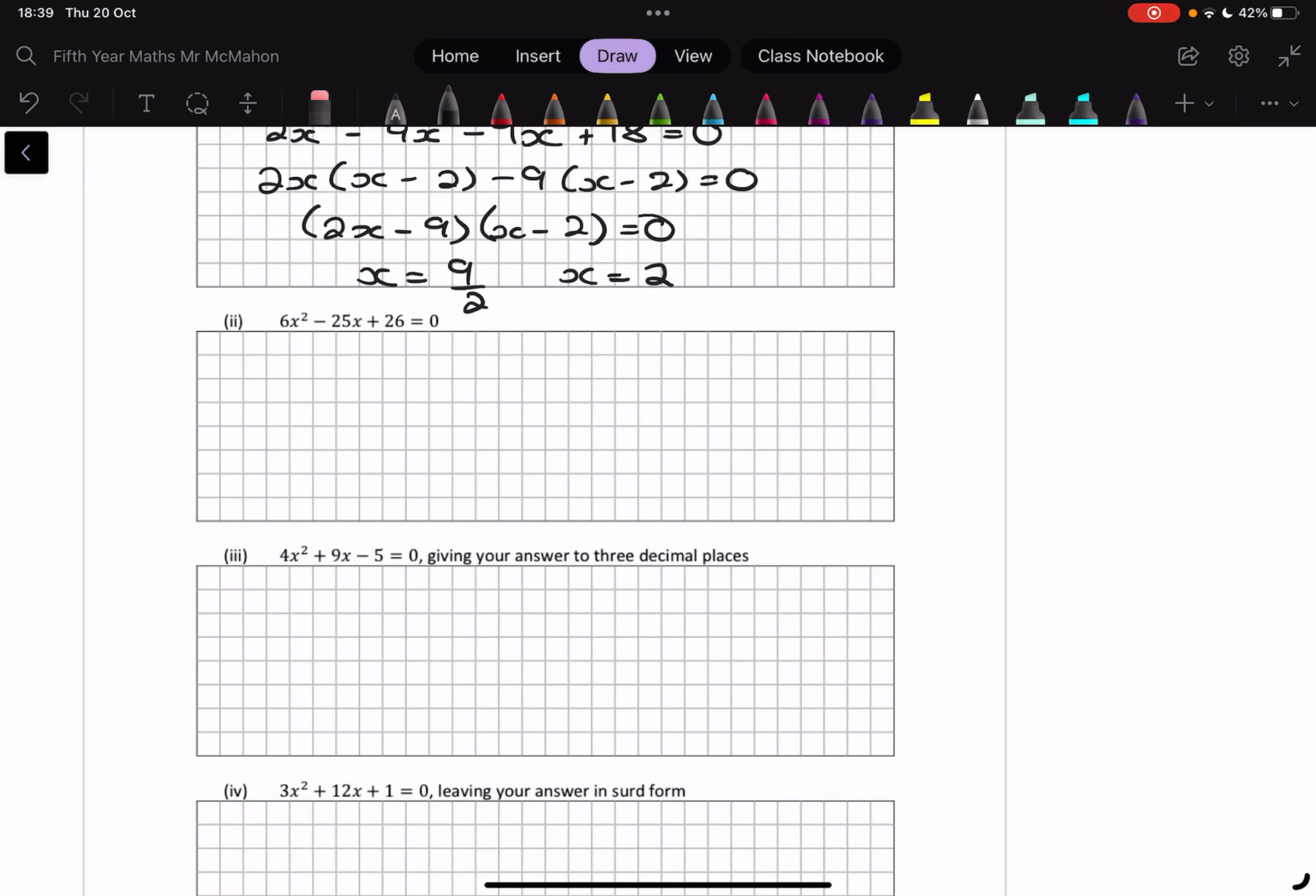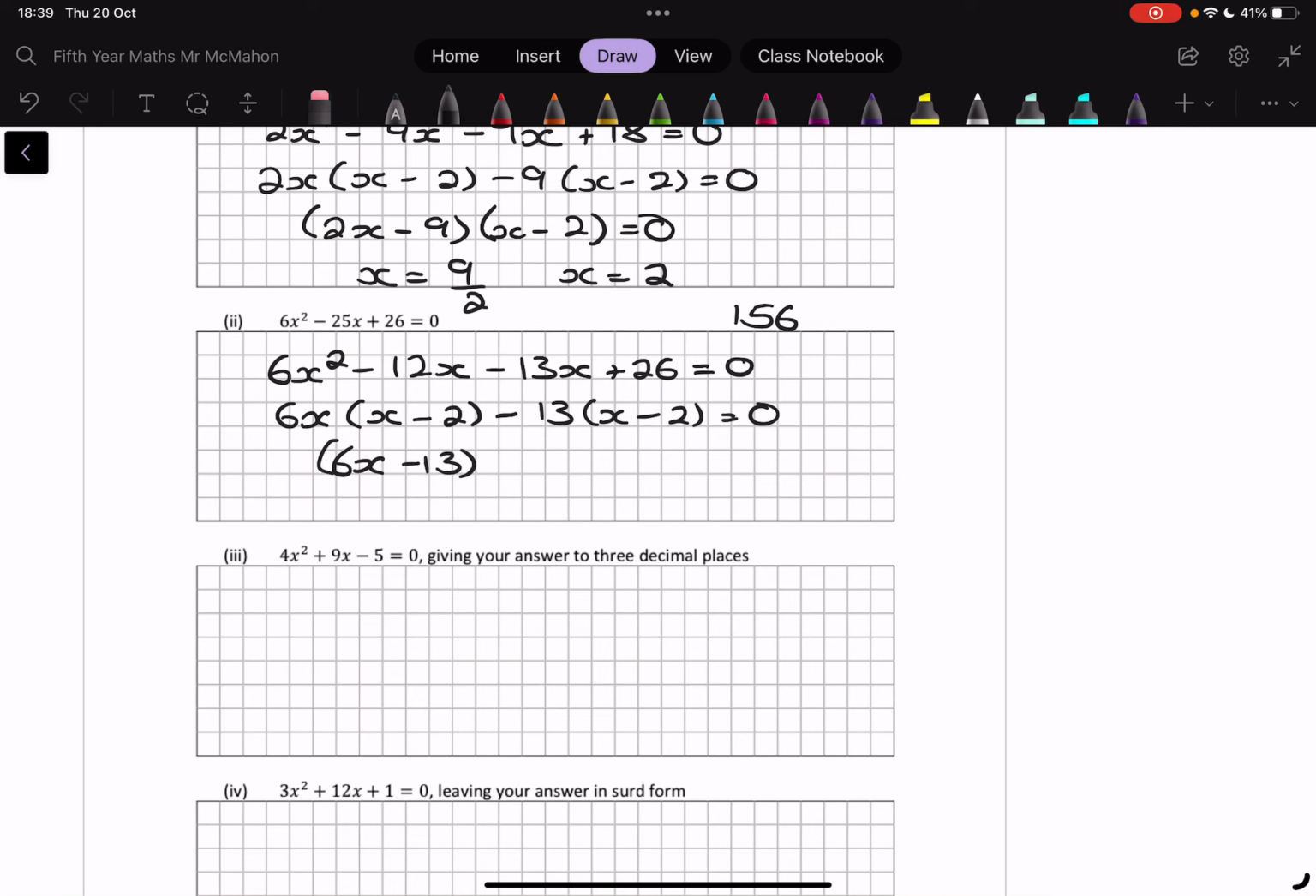6 by 26 gives us 156. And looking at that, again, we need two numbers that will multiply to give us 156 and add to give us 25, and those two numbers are 12 and 13. Same thing again, we factor out the 6. We combine those two brackets, and we get that x is equal to 13 over 6 and x is equal to 2.